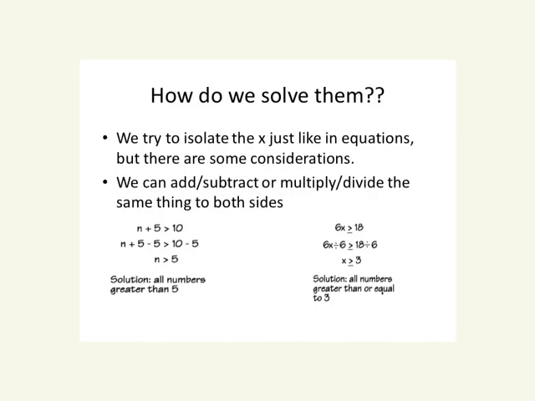So if you look at the one-step inequality over here, they subtracted 5 from both sides. We get n is greater than 5, so all numbers greater than 5 would make that true. Here it's a one-step inequality. We're dividing both sides by 6. We get x is greater than or equal to 3, so the solution is all numbers greater than or equal to 3.